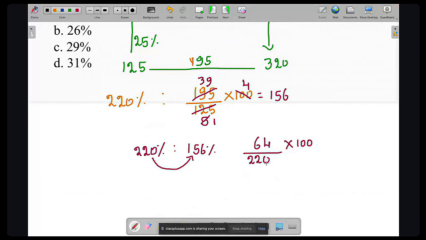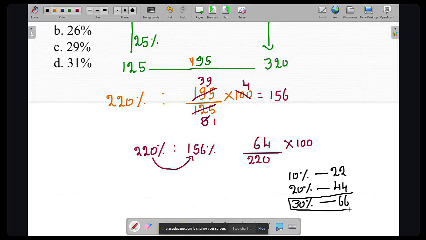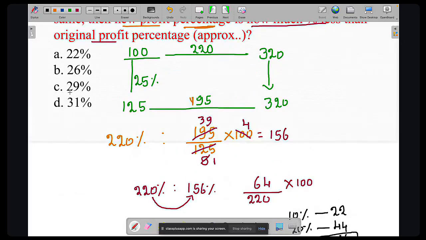Yes, sir. This is a calculation. Now I will always do it like this. 10 percentage of 220 is 22, 20 percentage is 44, 30 percentage is 66. Then definitely the answer is very close to 30 percentage. Yes or no? Yes, sir. But less than 30 percentage, very close to 30 percentage, the answer will be 29. Is it clear?